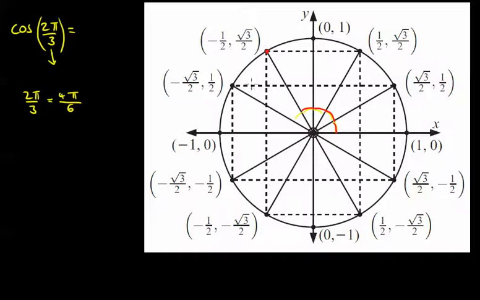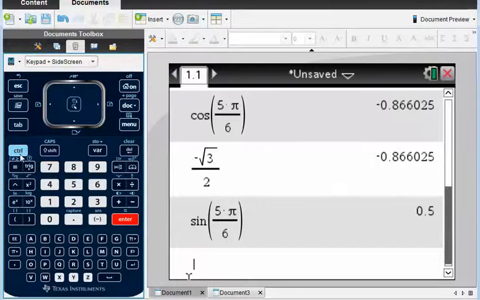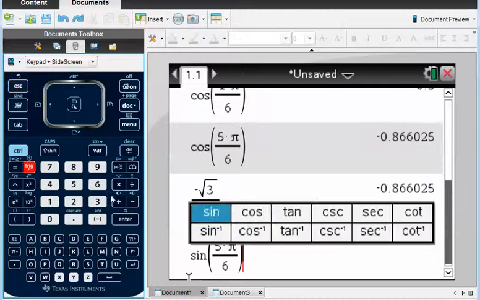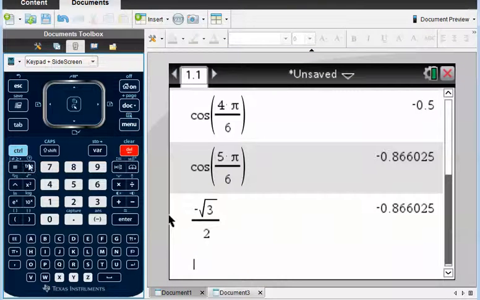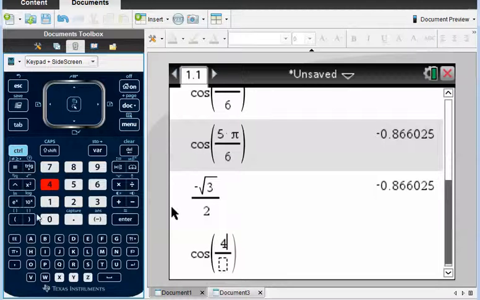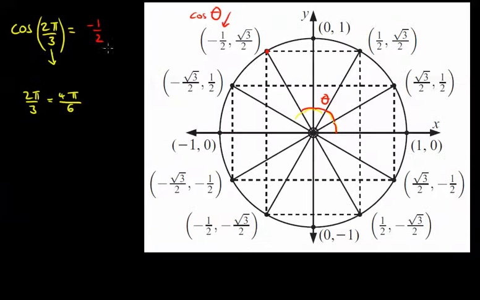So we're dealing with this coordinate, and the x component is the cos of that angle. So cos of 4 pi over 6, and what does it tell you? It's minus a half. So that's automatically minus a half. If you want to check it, cos of 4 pi over 6. What was it originally? It was 2 pi over 3, wasn't it? So let's check our original one, and we get minus a half, just like we predicted.